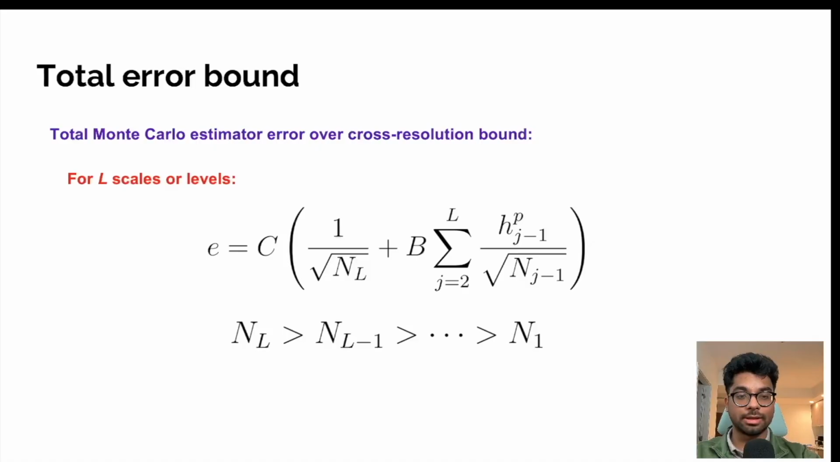As h goes to 0, the correction term shrinks, so coarse levels dominate the variance and fine levels require fewer samples. Meaning N_L is the largest batch size, followed by N_{L-1} all the way to N_1, which represents the smallest batch size on the highest resolution subset of images.